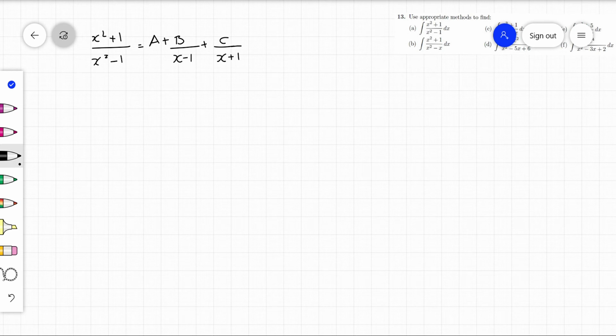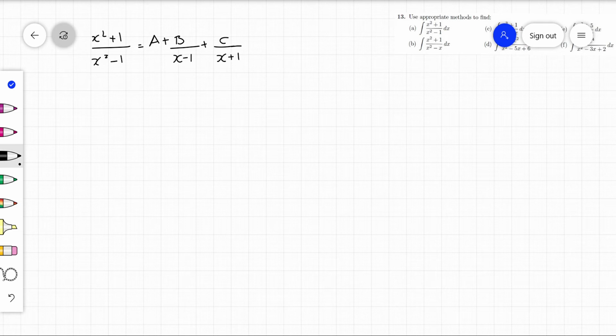Alright, so if we look at the first one, we could rearrange the top to look like the bottom, but x squared minus 1 is not really something we can deal with because the derivative is 2x, and it doesn't come up on the SI table on the reference booklet. So we could do partial fractions, no problem.